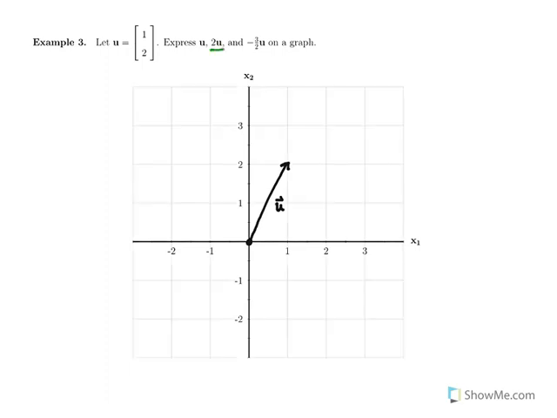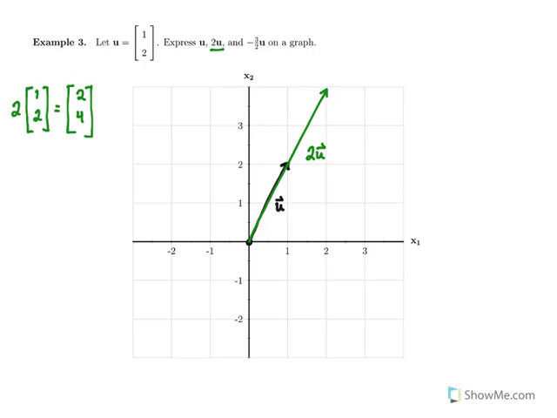Algebraically, if you think about 2u, this is 2 times the vector 1, 2, and we're just going to multiply each of those entries. That's going to be 2, 4. And in the graph, 2, 4 is going to be this vector right here, 2u. And really this is just scaling that vector, doubling the length of that vector. It has the same direction. We're just doubling the length.